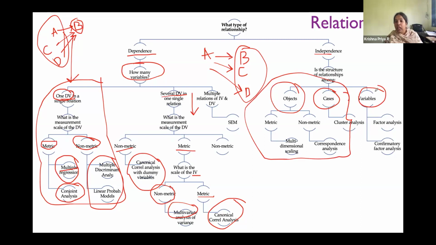And if there is an independence of relationship, I need to understand how independent one association is of the other, or one variable is of the other. Then I have two things. One is confirmatory factor analysis, and one is exploratory factor analysis.